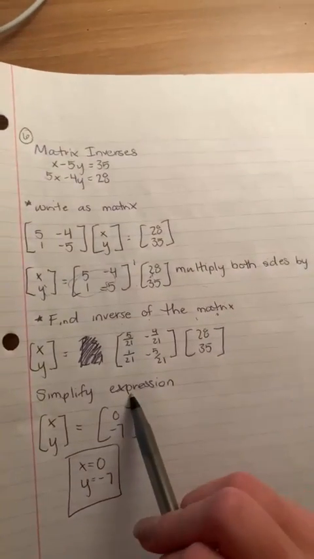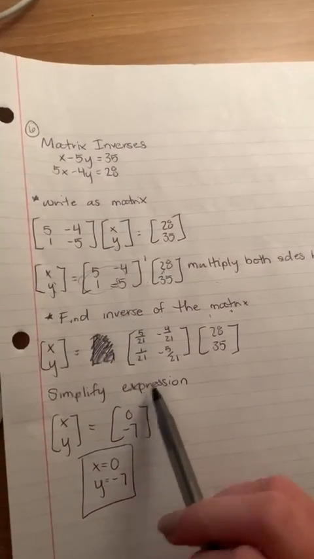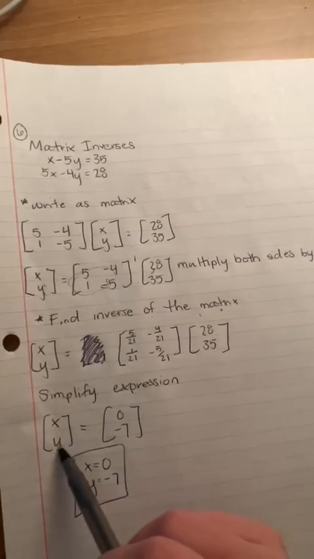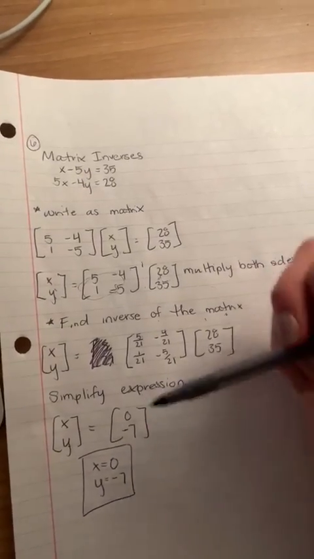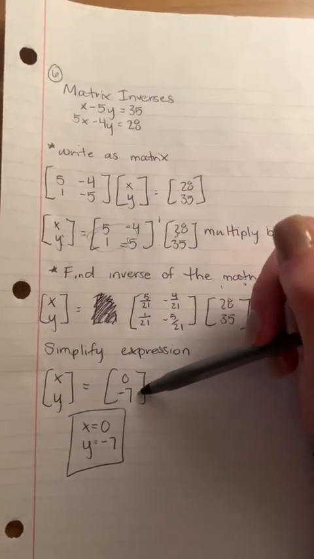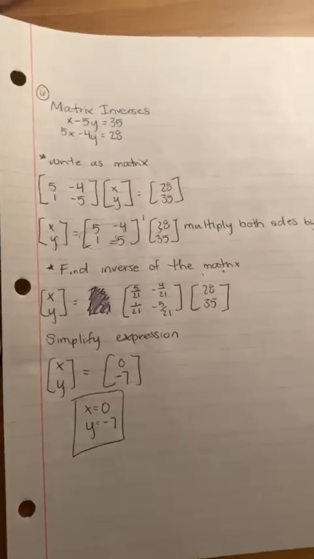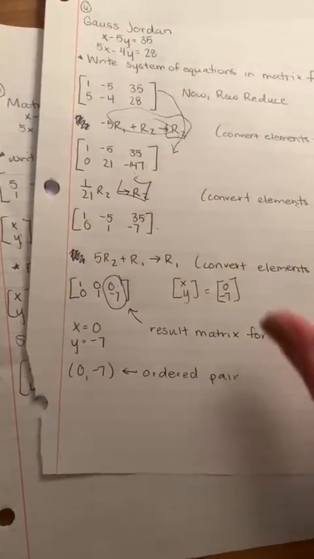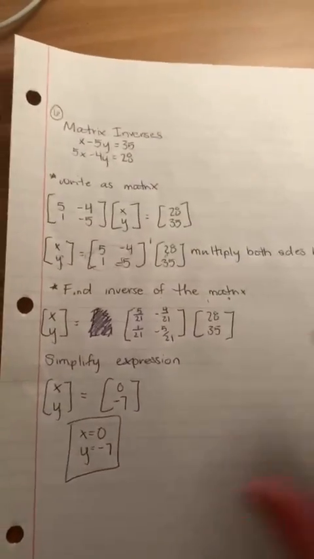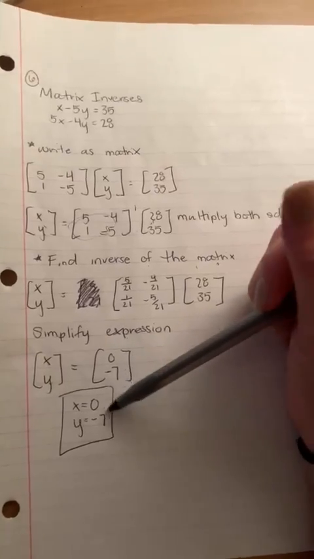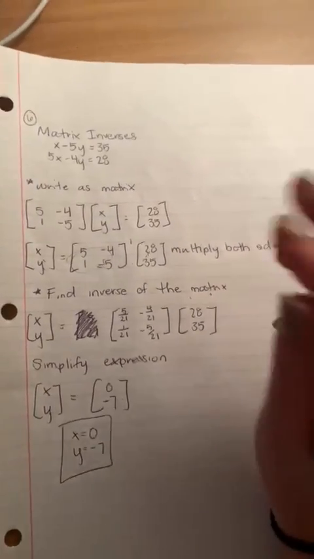Then you are going to simplify this so that you come up with your x and y values. So x and y values here are 0 and negative 7, just as they were for our Gauss-Jordan. It's just a different way of doing it. So you should come up with the same result. So x equals 0 and y equals negative 7.